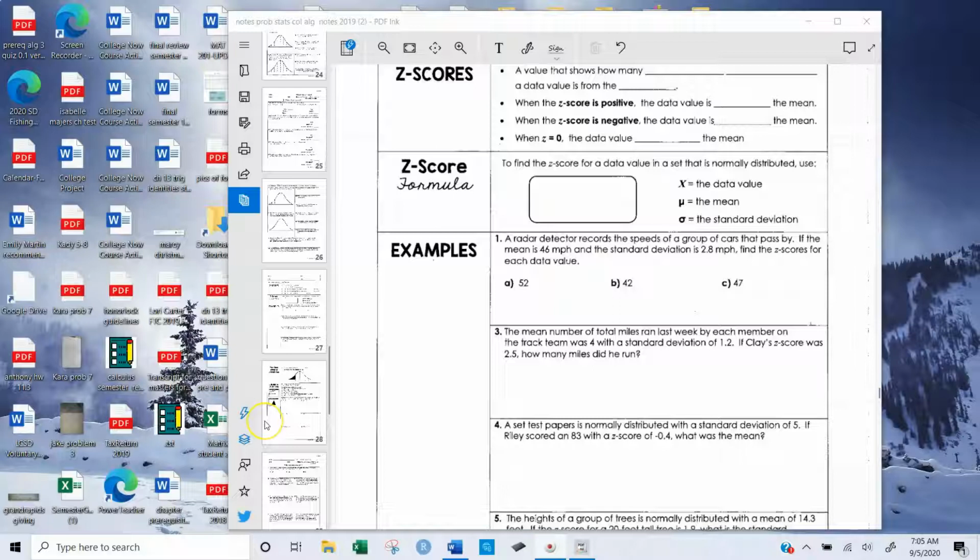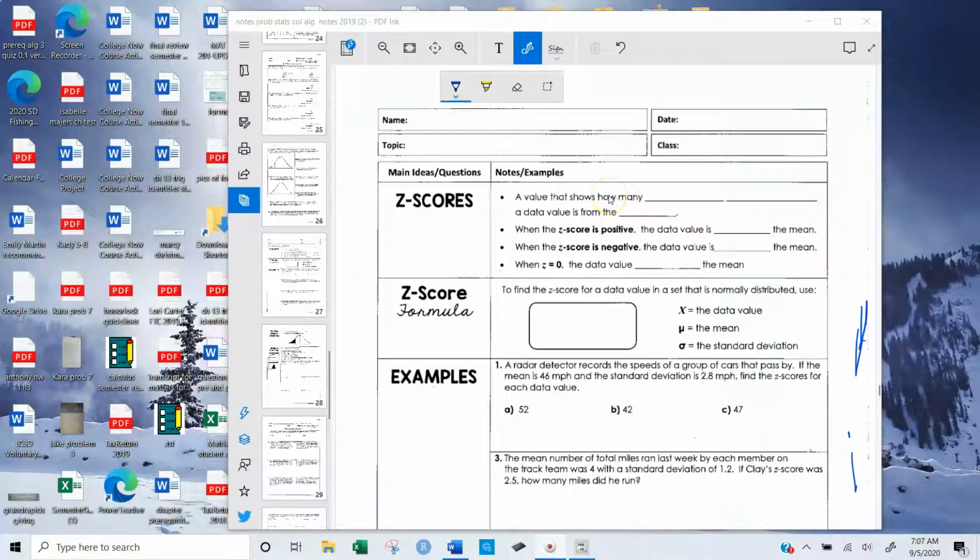Here we go. All right, so we're talking about z-scores today. The z-score is how far away from the mean you are. A z-score is a value that shows how many standard deviations a data value is from the mean. Remember, mean is represented by mu, and standard deviation is a lowercase sigma.